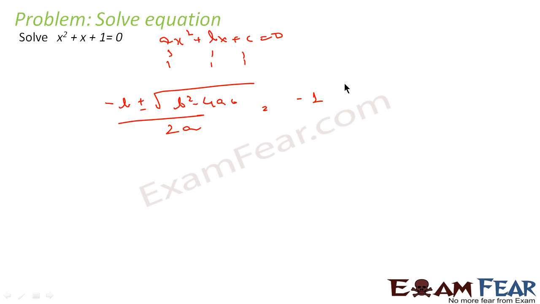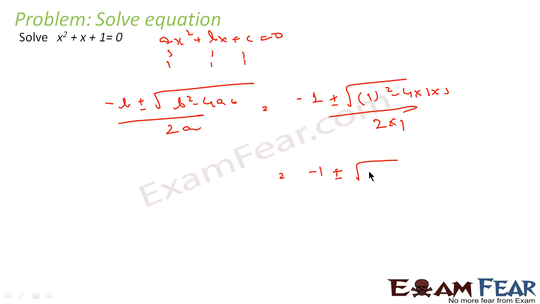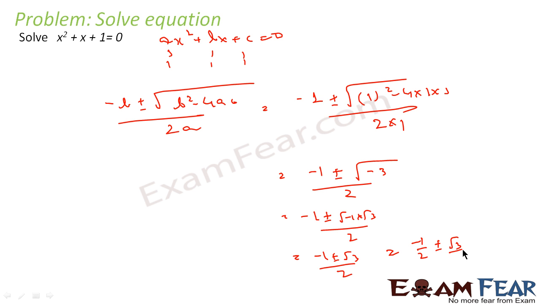So minus b is equal to minus 1 because b is equal to 1, plus minus root of b square is 1 square, minus 4 into a is equal to 1, c is equal to 1, by 2 into a is equal to 1. So this becomes minus 1 plus minus root of 1 minus 4, which is minus 3, by 2. So root of minus 3 is root of minus 1 into root of 3, and root of minus 1 is equal to i. So this becomes minus 1 plus minus i root 3 by 2. We can also say it is equal to minus 1 by 2 plus minus root 3 by 2 i, and this is the answer.